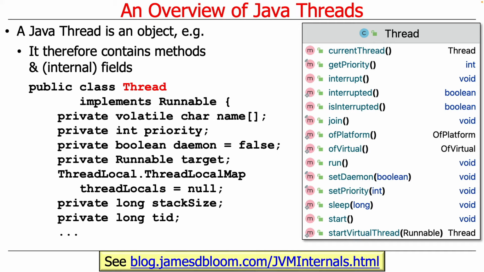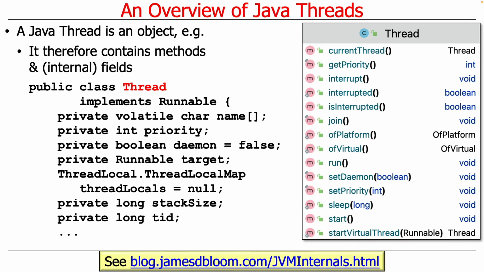And so here, again, are some of the methods that are important. We'll talk about things like the run method and the start method and so on, and the join method. And then there's a whole bunch of fields that you don't normally see unless you poke around in the source code, which you're welcome to take a look at or read this link here.